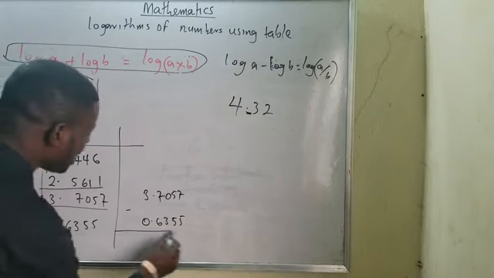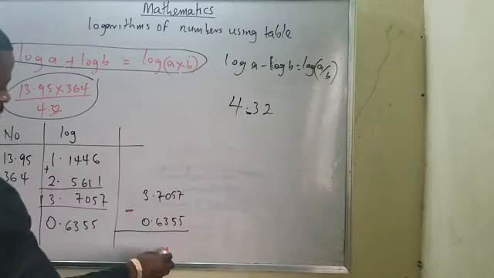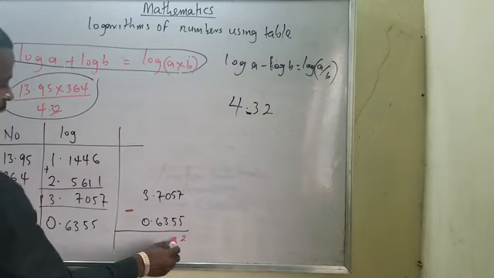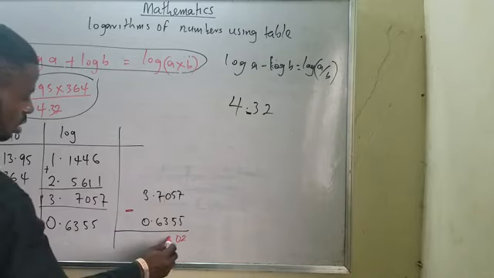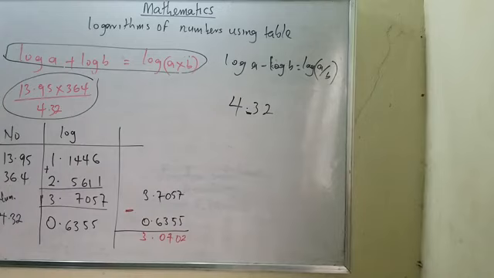Now, when I subtract them from each other, I'll be having a 2, a 0, which is going to be 10, 7, which is going to be 7, and 0.3. Now, that is my number.